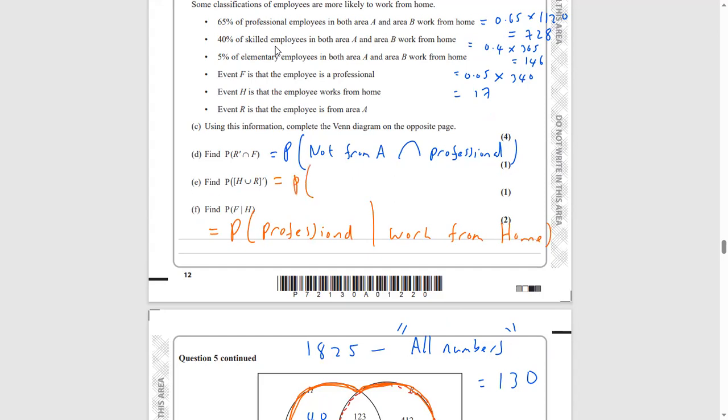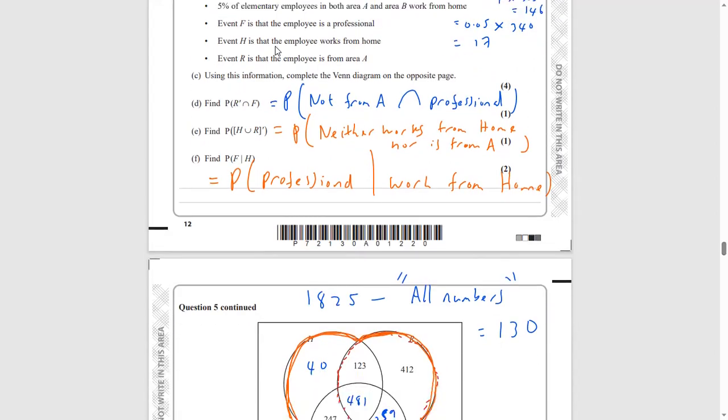So part E was the probability that you pick someone who neither works from home nor is from area A. So people who neither work from home nor come from area A. That was part E there.